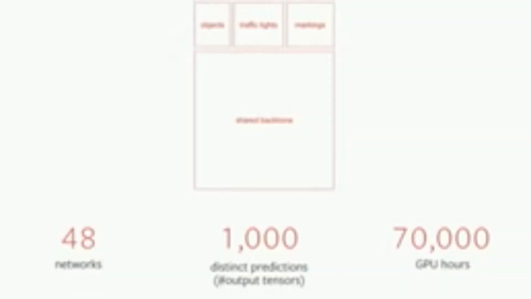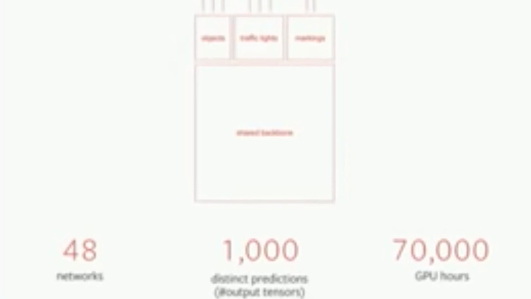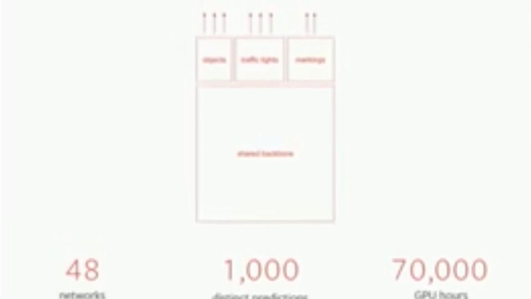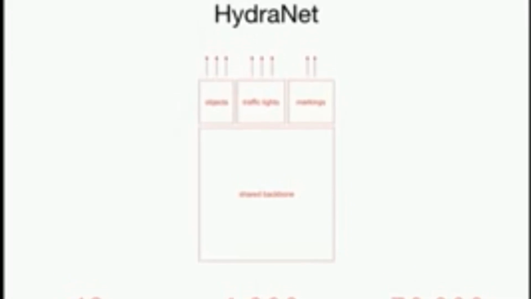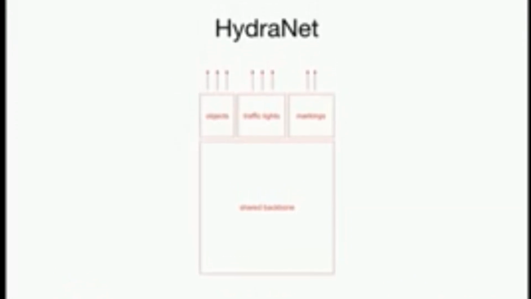I love this name, by the way, the Hydra net. The Hydra, of course, is the creature from Greek mythology with many, many heads that Hercules fought. So it's kind of the way their system works. It has many, many heads associated with it. You can see from this image there are 48 different networks, and this was before the new beta version, which apparently has a good deal more. There are 1,000 prediction tensors, and it takes about 70,000 GPU hours to train it.